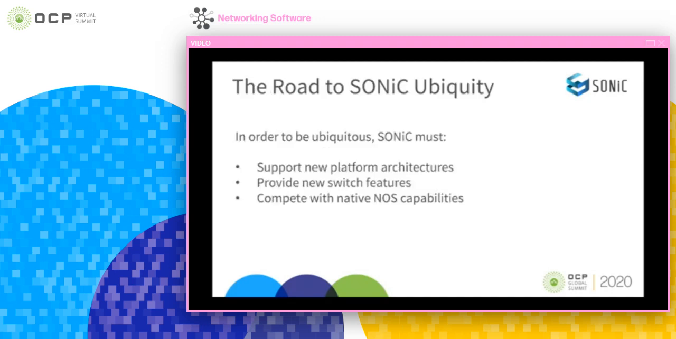Our goal at Juniper is to make SONiC ubiquitous. We want SONiC to be everywhere, in the data center, in the WAN core. To do this, SONiC must support new platform architectures like a modular chassis. It must provide new switch features like MPLS and MACsec. And it must compete with native NOSes.